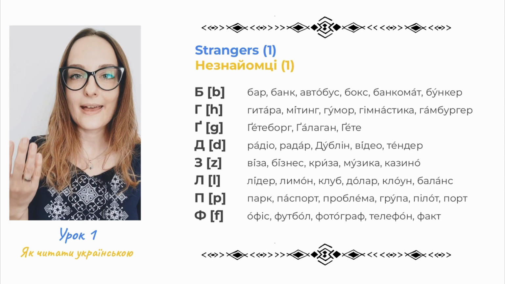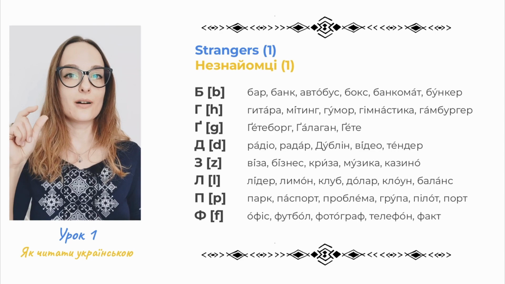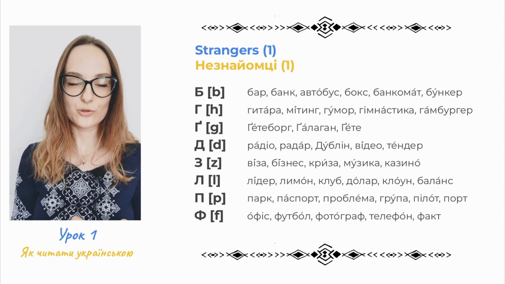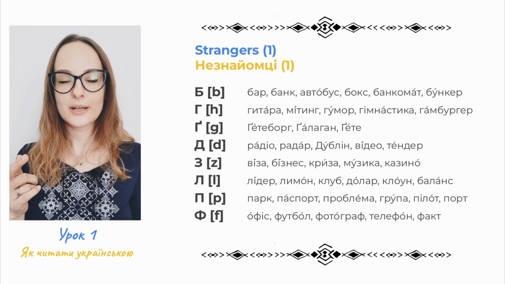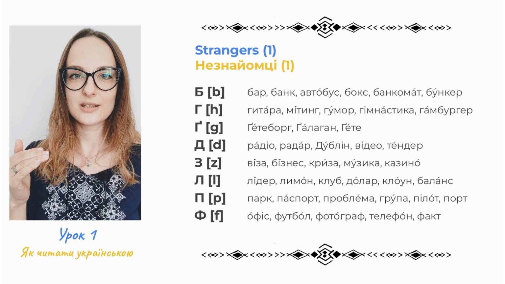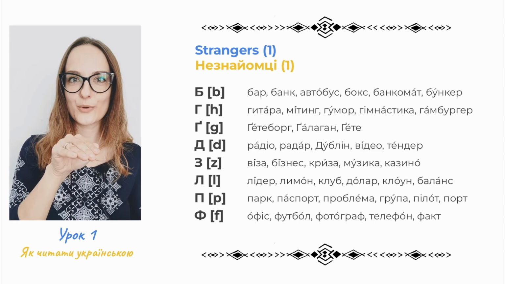So don't confuse these two letters in Ukrainian. The next letter has sound Д. And here is the same situation as with the sound T. English and Ukrainian D are a little bit different. In English we say D, in Ukrainian Д. Again, your tongue needs to touch the upper teeth.